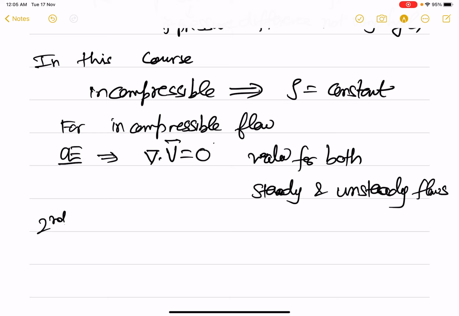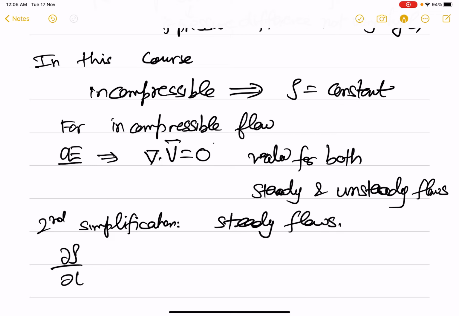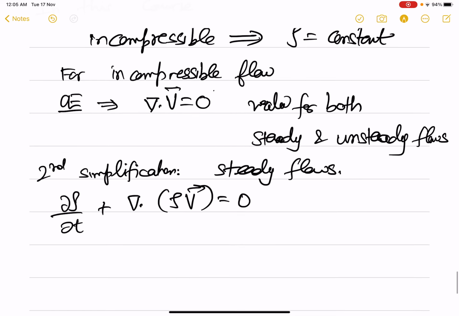Now this is one simplification. The second simplification we look for: how does the continuity equation simplify for steady flows? The continuity equation is partial rho by partial t plus del dot rho v is equal to 0. When I say steady flows, the flow could be compressible. But because the flow is steady, the del rho by del t term will be 0.